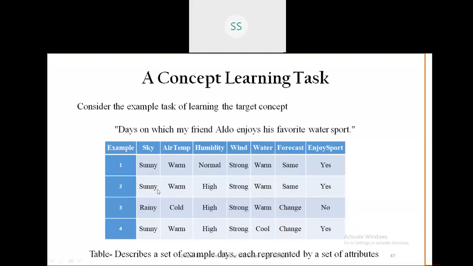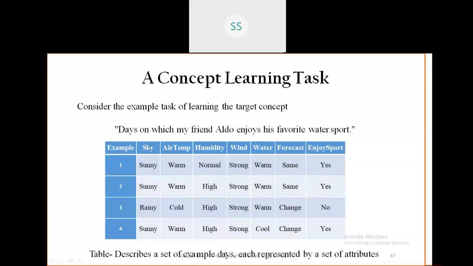Look at the second example here: sunny, warm, high, strong, warm, and same. If the sky is sunny, air temperature is warm, humidity is high, wind is strong, water is warm, and forecast is same, still we are going to play the game. Even though humidity is high, there is a change in the humidity value, but we still play the game. That's why we set enjoy sports as yes.